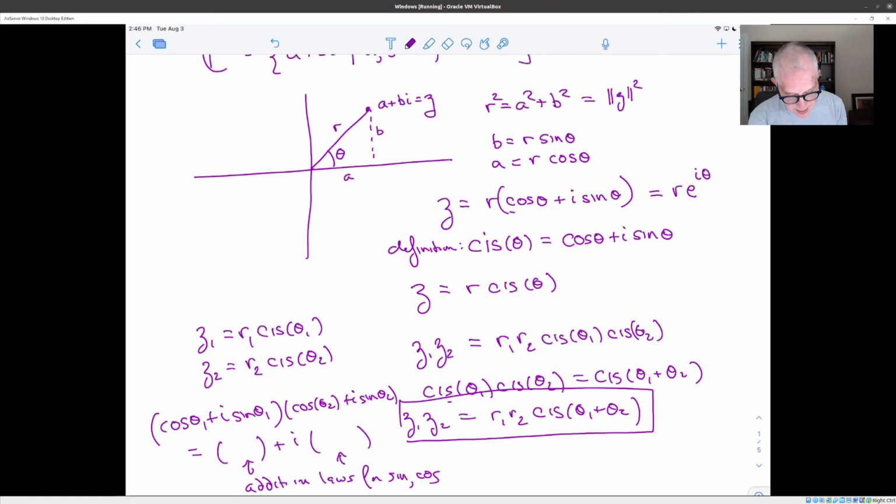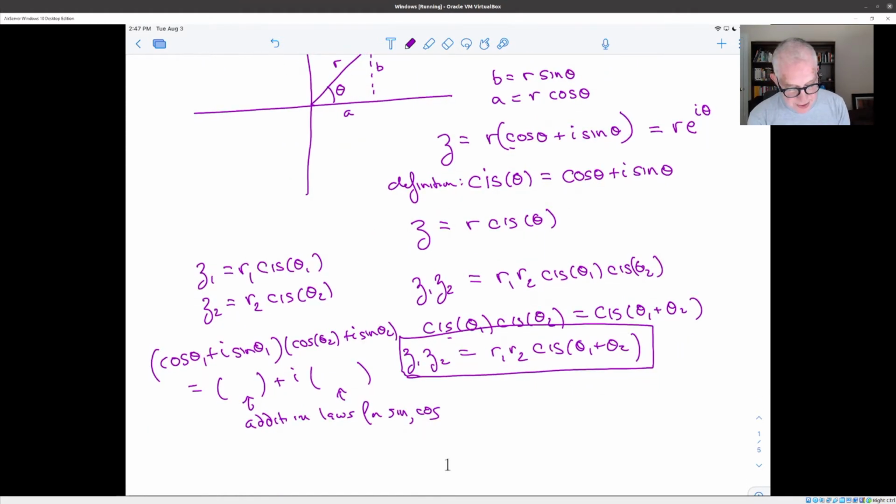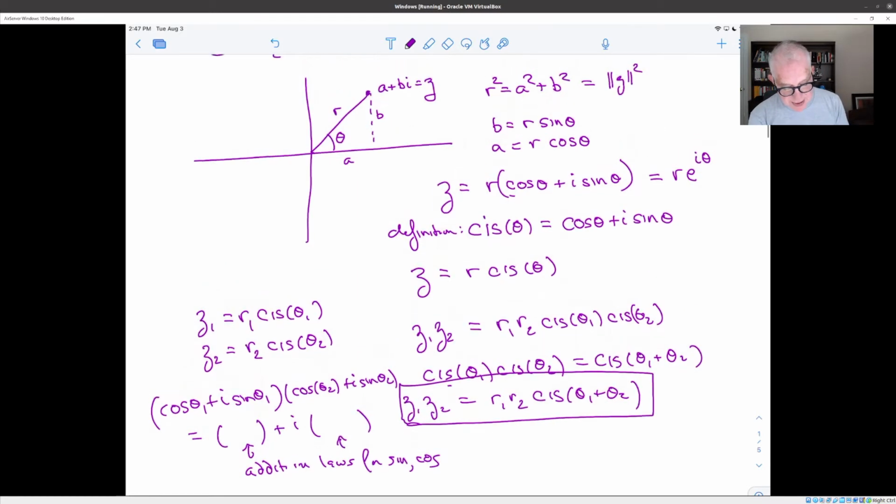So if you haven't ever done this in your life, it's worth doing, but I'm going to spare you the algebra and not work it out, and I'm just going to rely on this rule for multiplying complex numbers with the understanding that we have this picture, namely that if z is r cis theta, then r is the distance to the origin, the magnitude of the complex number, and theta is the angle with the x-axis.